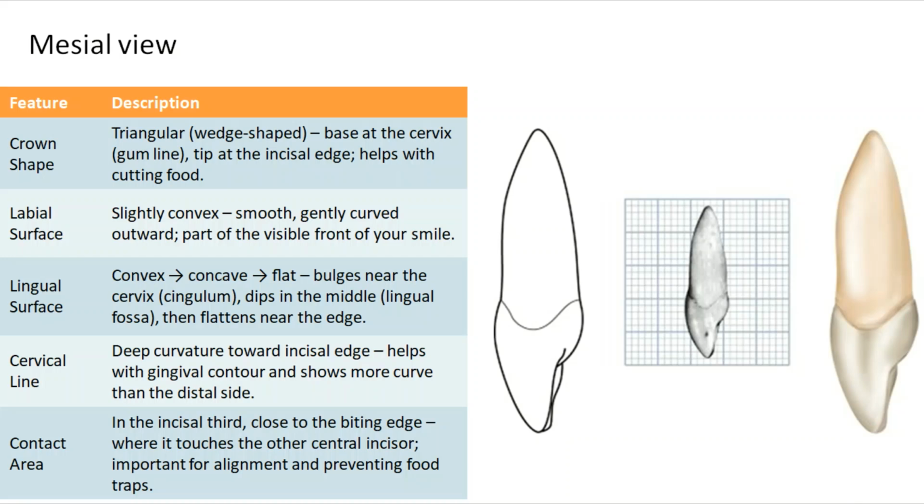This is the mesial side. We will see it exactly at the midline of our face. The contact area is at the incisal third, close to the biting edge, where it meets the other central incisor. This is important for alignment, preventing food traps, etc.